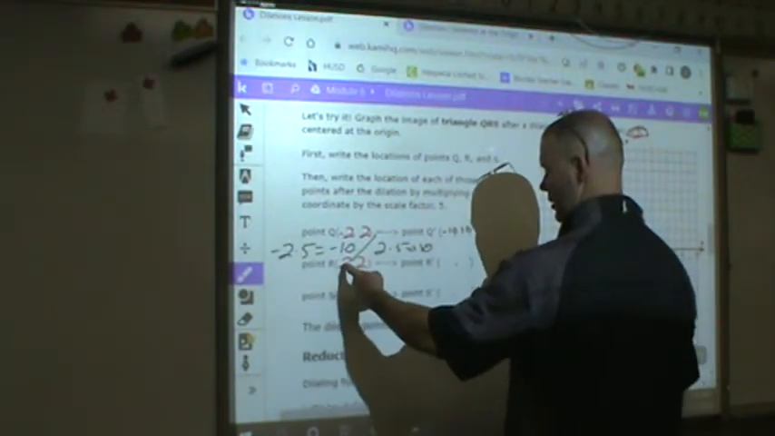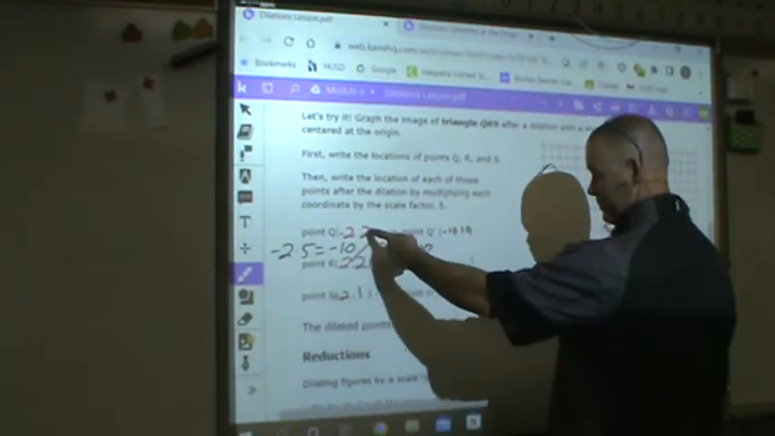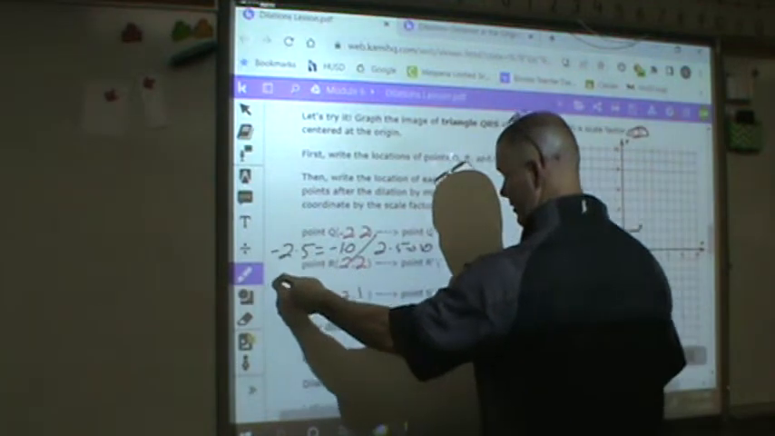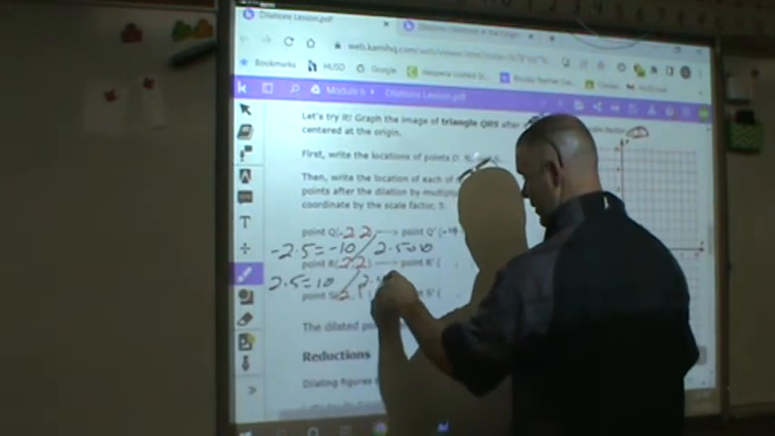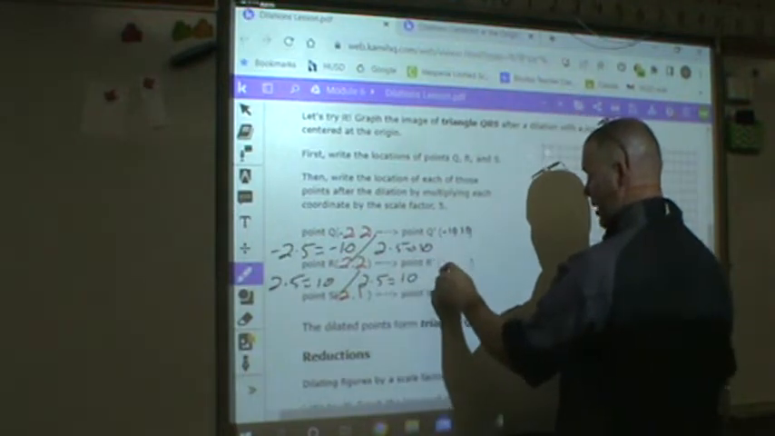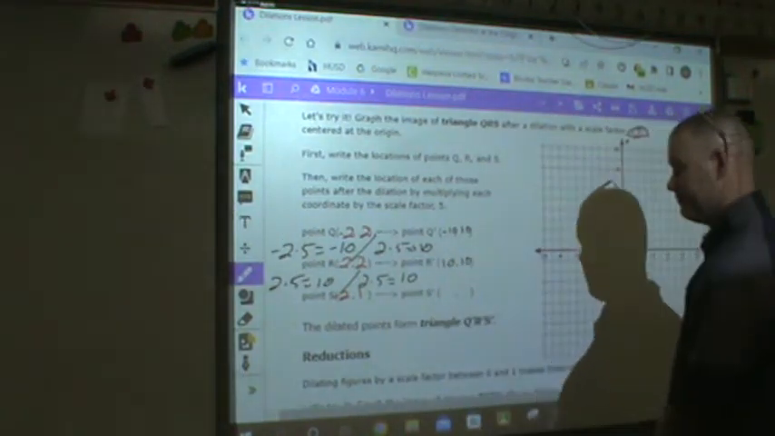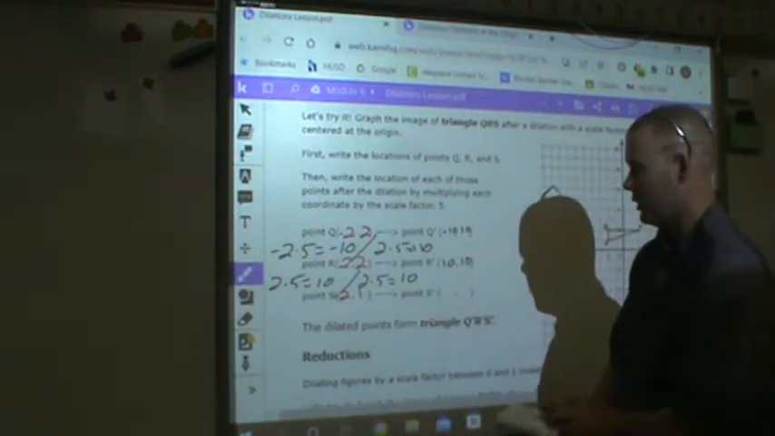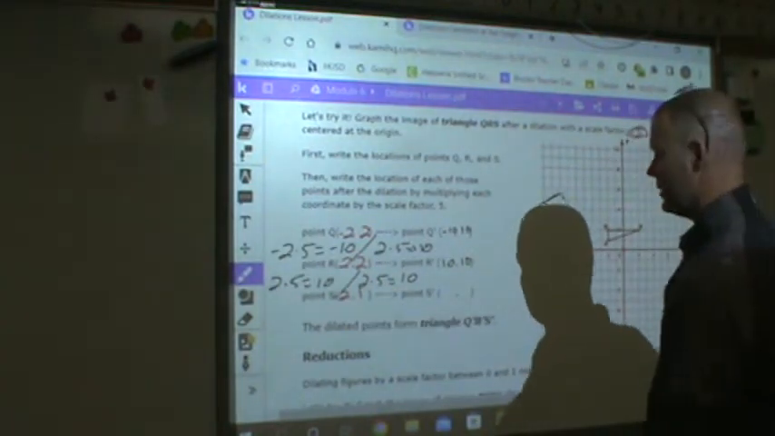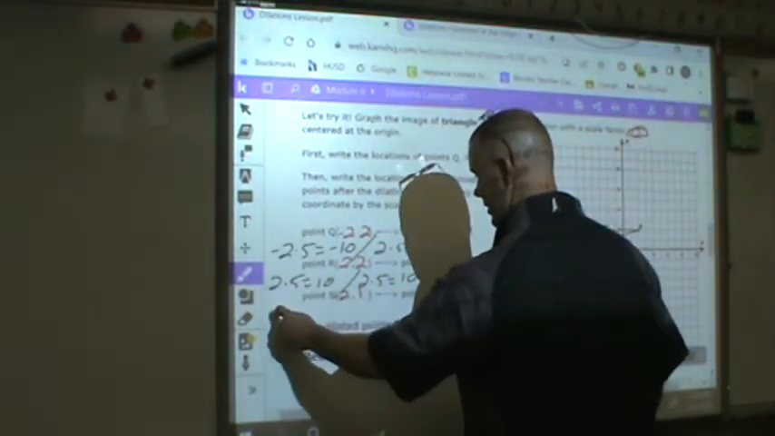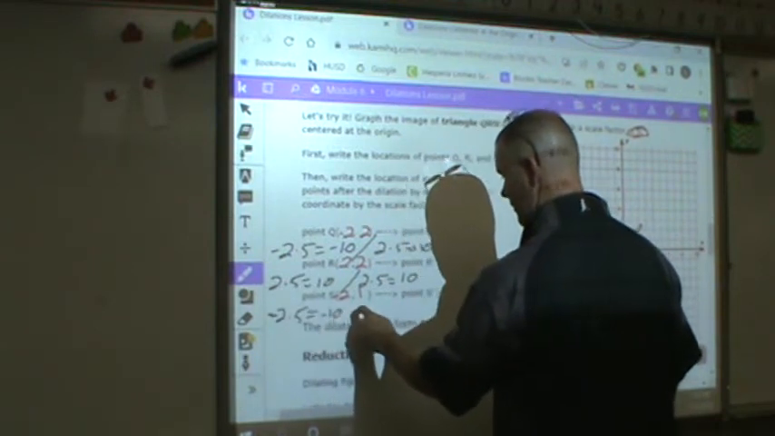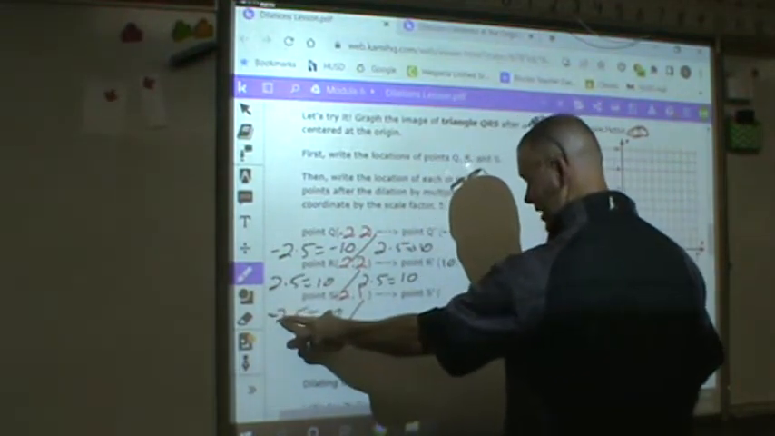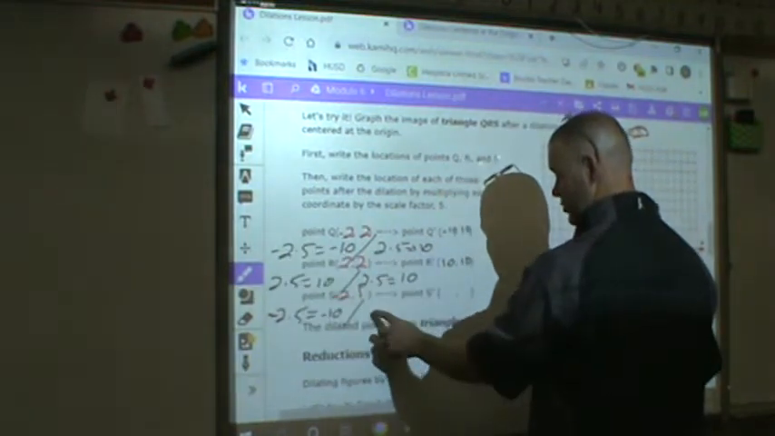Lots of other 2's up here. Well, if 2 times 5 was 10, and 2 times 5 is also equal to 10, and 2 times 5 is also equal to 10, then R prime is going to be located at 10 and 10. Again, all I'm doing is showing my evidence as to what's happening here. For point S, negative 2 times 5 equals negative 10, that's my x value. Again, x's are all over here, y's are all over here.